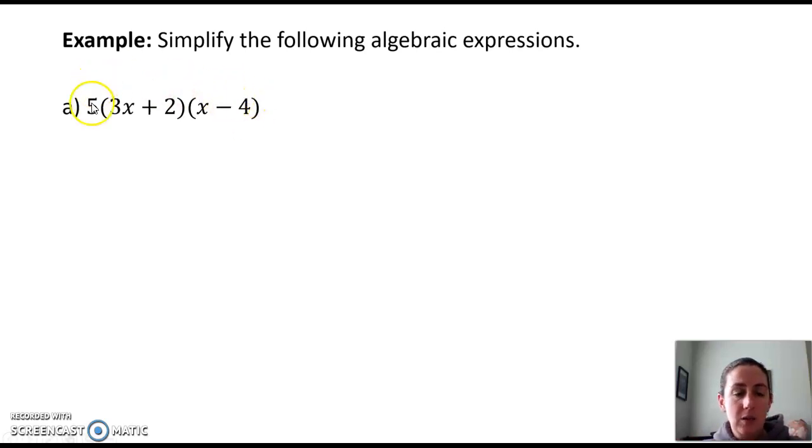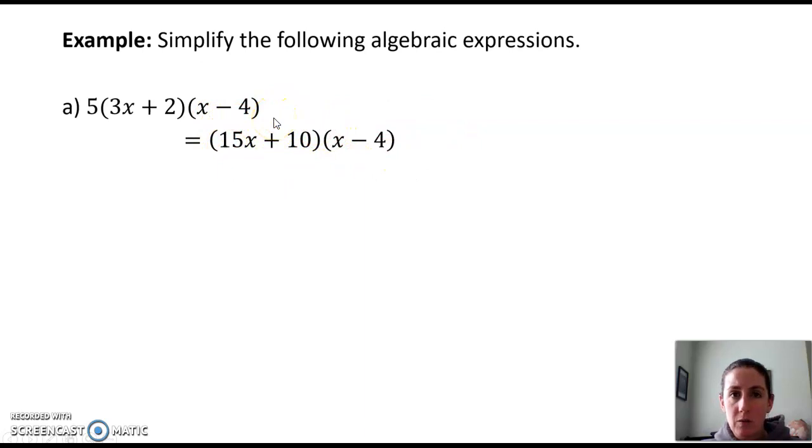So what I'm saying is you can take the 5 and distribute it to both terms here, then distribute these two groups together. You can distribute these two groups together and then distribute the 5. Or you can take the 5 and distribute it to this group and then distribute the two groups together. Whichever you choose doesn't really matter. So at first I'll distribute the 5 to the first group. So 5 times 3x gives me 15x, 5 times 2 gives me 10, and I'll distribute these two groups together.